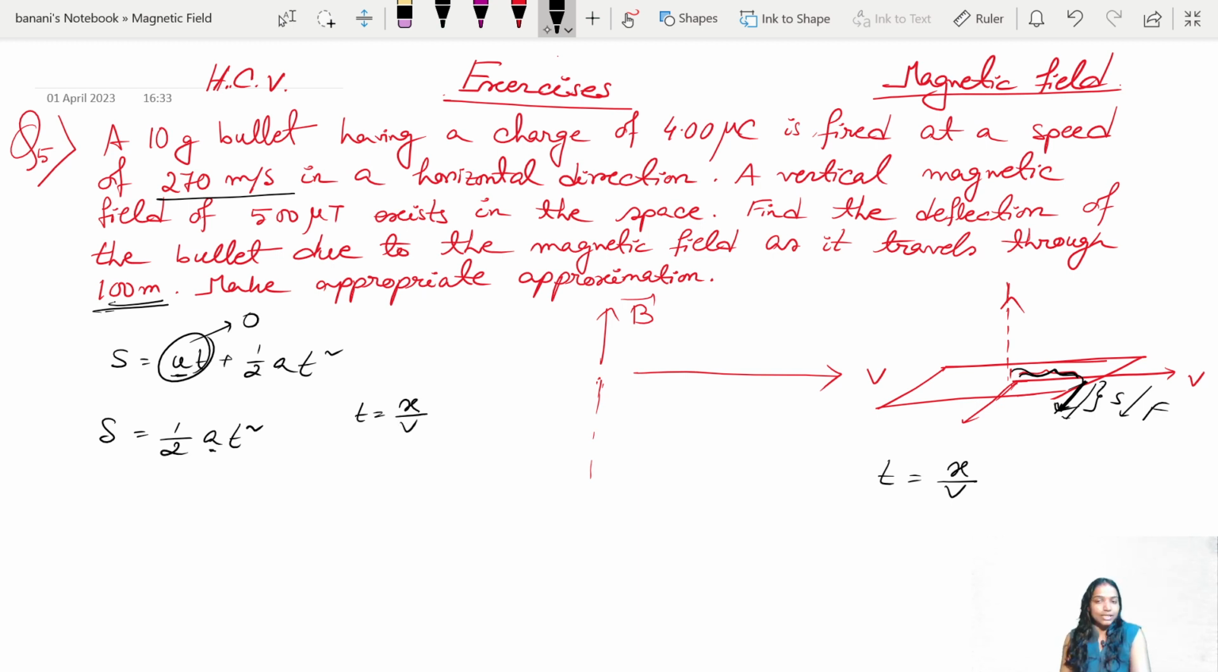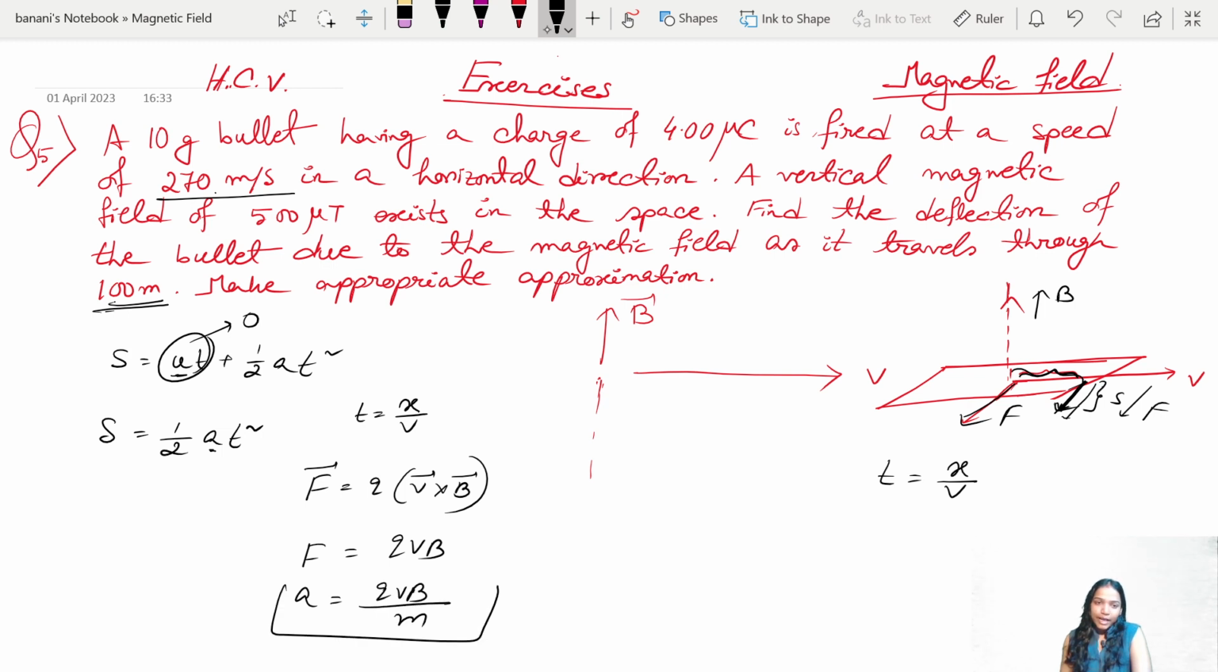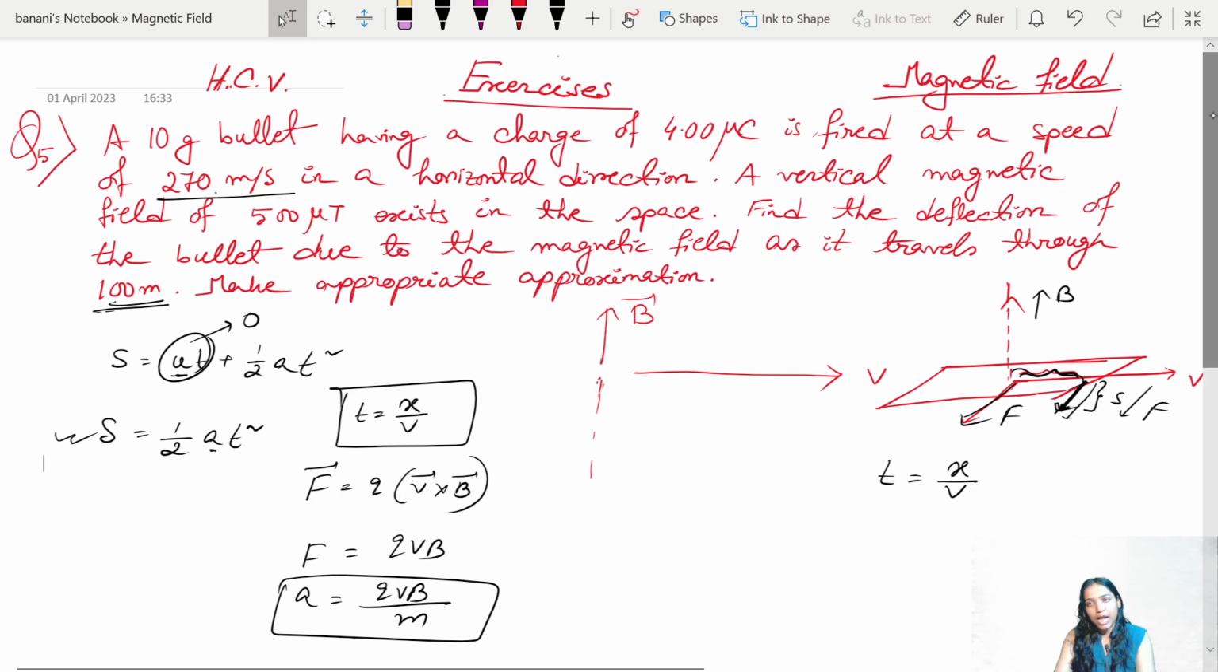Now we have to find the acceleration. The magnetic force equals q into v cross B. Here velocity is along the horizontal direction and B is along the vertical, so the force is along this direction. V and B are perpendicular to each other, 90 degrees, and sine 90 is 1. So the magnitude of force is q v B, and the acceleration is q v B by m. So we have the acceleration and the time, and we can put in the values and get the answer.